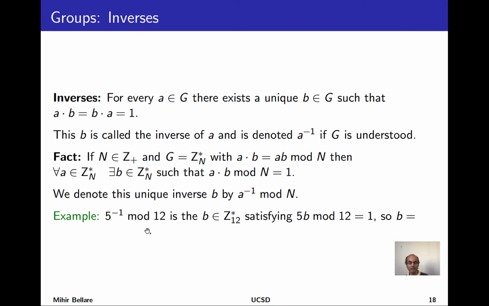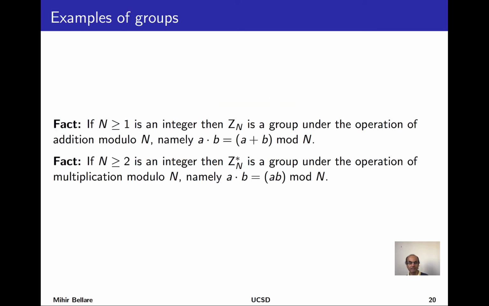But for example, suppose you needed to find the inverse of 5 mod 12. Since 5 belongs to Z star 12, this fact says it has an inverse. Can we verify that? Well, it should be a point B in Z star 12 such that 5B mod 12 is 1. How do we find it? Well, at the moment we don't have anything clever, but we can try different points in Zn star. And you see that the resulting answer is 5. Why is that? 5 times 5 is 25, and 25 mod 12 is 1.